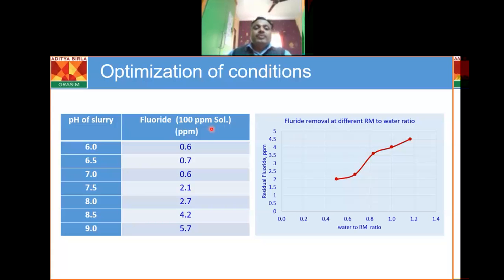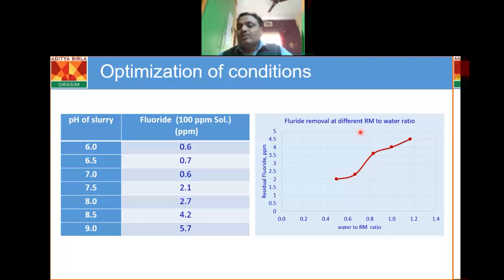We observed that removal of fluoride is very good between 6 to 7 pH. And we have identified that 6.5 pH is very good for adsorption of fluoride with aluminium. As the pH increases, there is poor adsorption or removal of fluoride using aluminium species.